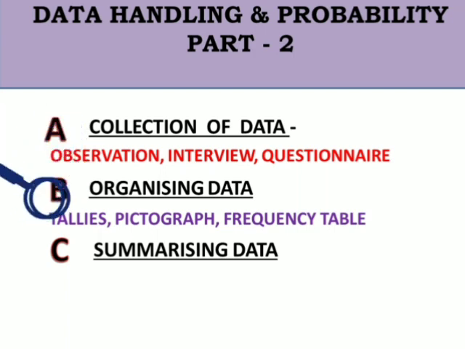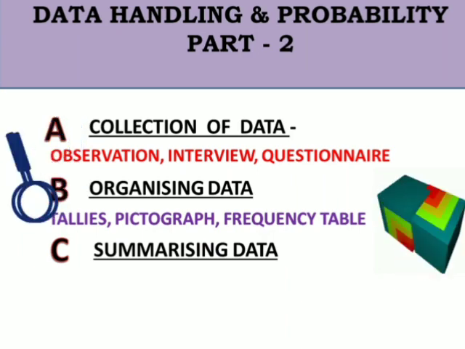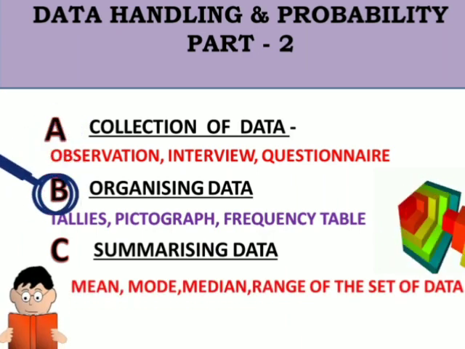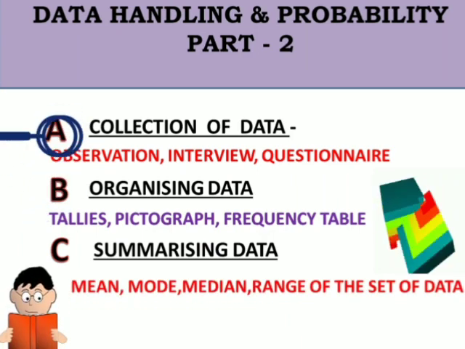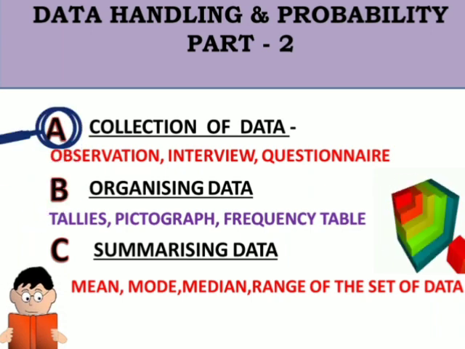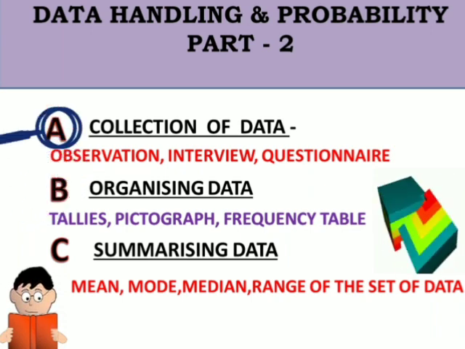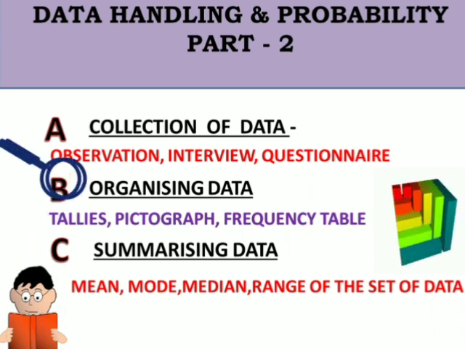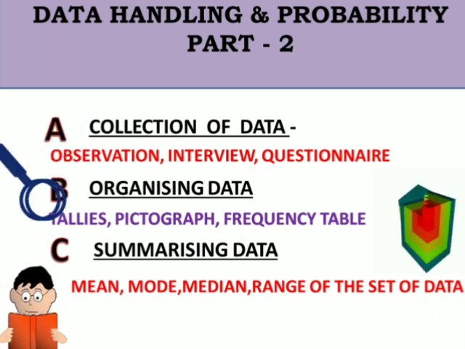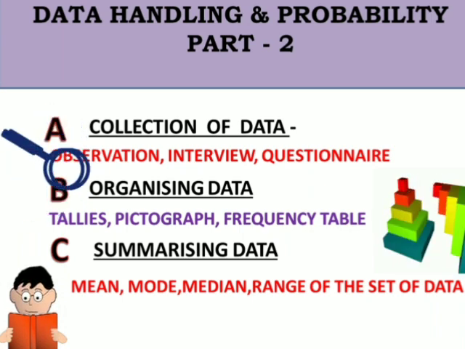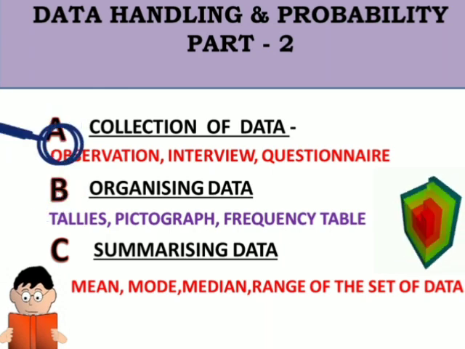The next step is summarizing data. Once we have collected and organized the data, we need to summarize it to see at a glance what important things the data has given us, right? What are the inferences that we get from the data collected? Summarizing data can be done using important representative values like the mean, median, mode, range, etc. These help us to sum up the information given by the data.